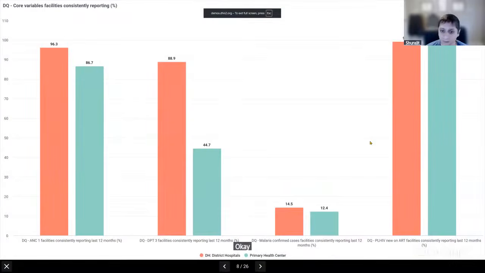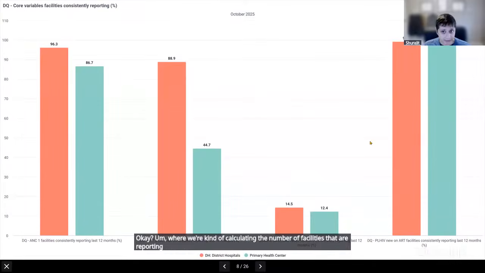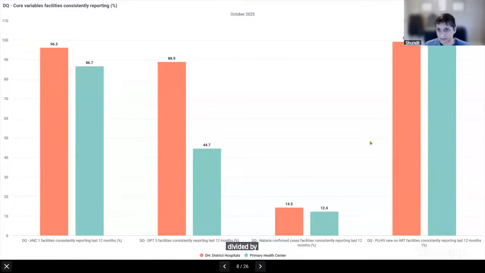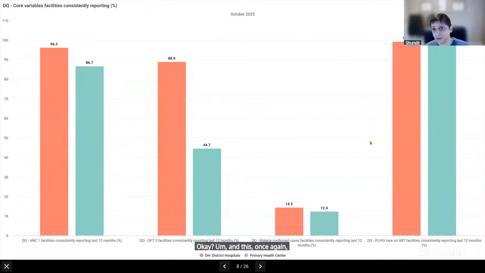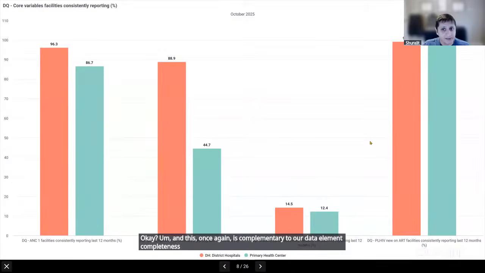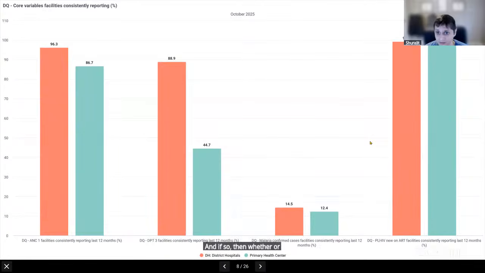Here we calculate the number of facilities reporting on this variable divided by the number of facilities expected to report on this variable over that same period, and we get a percentage. This is complementary to our data element completeness, as it can help us identify a trend over time, whether we think these facilities should be reporting, and if so, whether it warrants investigation to check on some of these facilities.